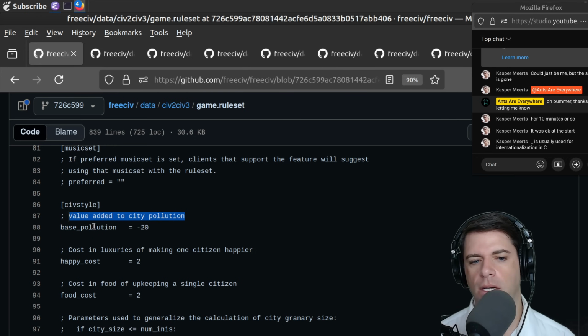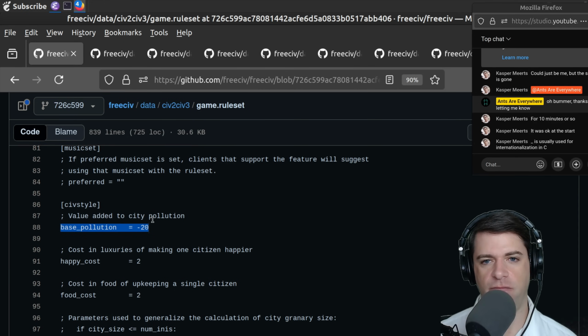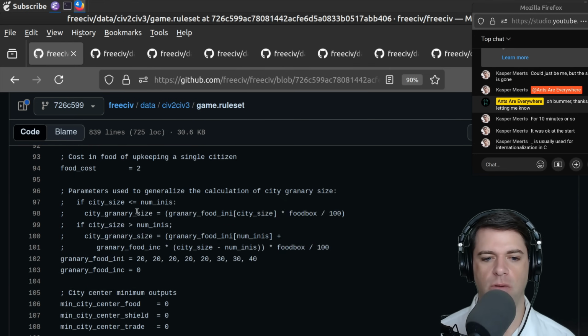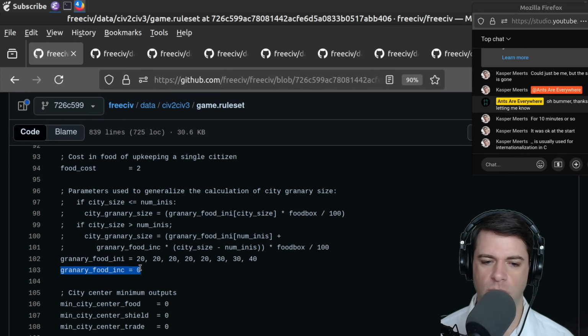I don't know when it's added to the base pollution. Maybe base pollution is common across all versions of the game, and then in Civ 2, we're going to take 20 below what the normal pollution is. We have some stuff about granaries. Granary food, presumably initial, is 20, 20, 20, 20, 30, 30, 40. And then the food inc is 0.